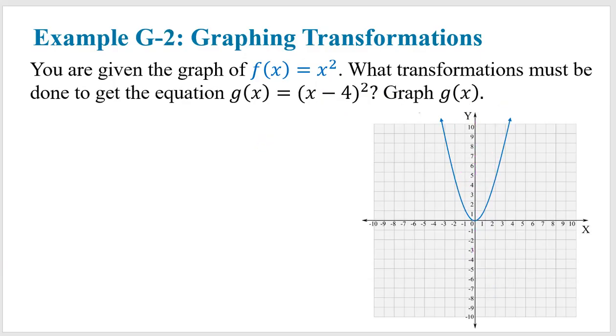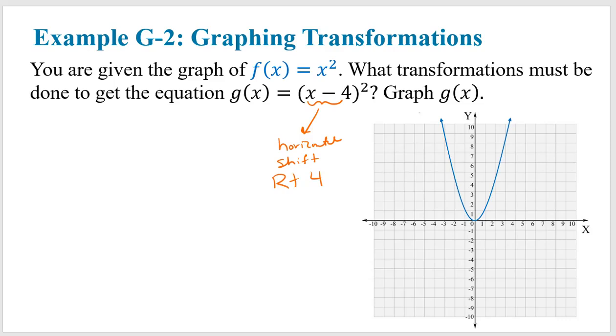All right, what if I do a transformation and I want g of x to be (x minus 4) quantity squared? Because we are inside, that is a horizontal shift. And remember, horizontal shifts go the opposite way you think they're going to go. So this is a horizontal shift, and we are going to go right 4, even though it says minus 4.